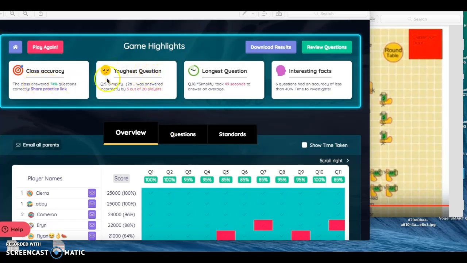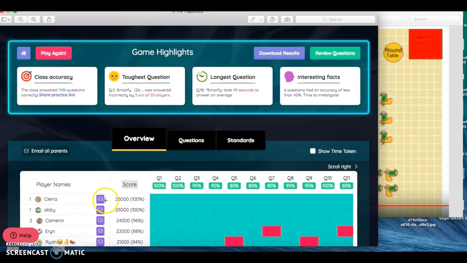Some more data on the quizzes. It tells me which was the toughest question, which one they spent the most amount of time on. So it's a good formative assessment. So right here I can see Sierra, Abby, they both got 100%. They got every question correct.